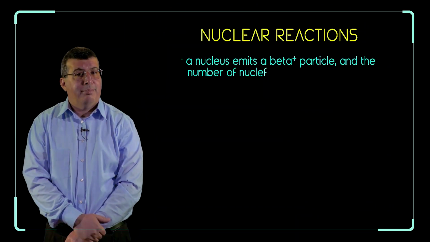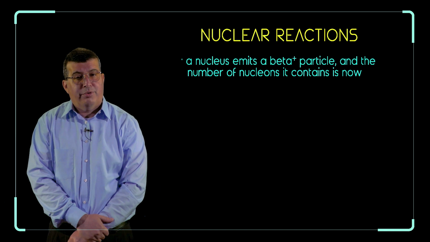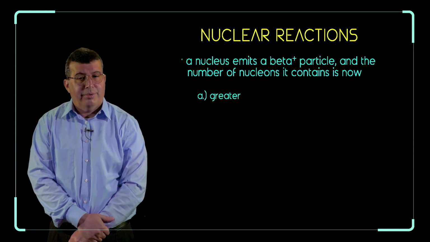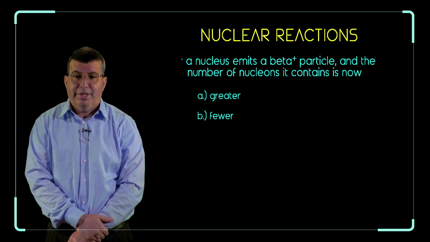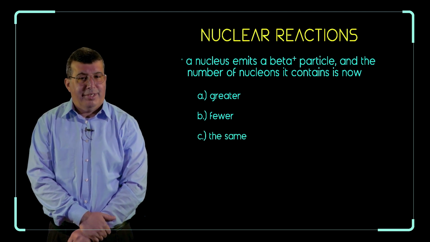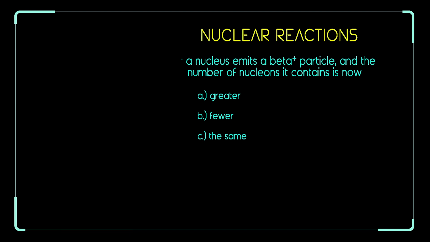Next question. A nucleus emits a beta plus particle, and the number of nucleons it contains is now A, greater, B, fewer, or C, the same. Now please pause, think about it, and when you have a definite answer, hit play again.